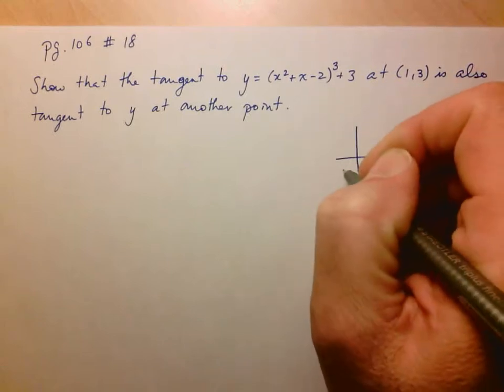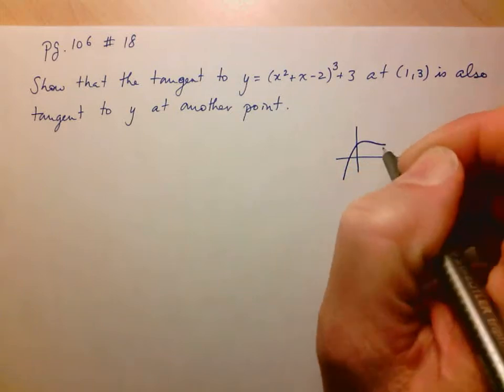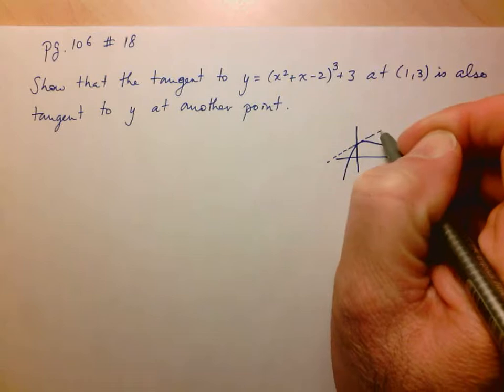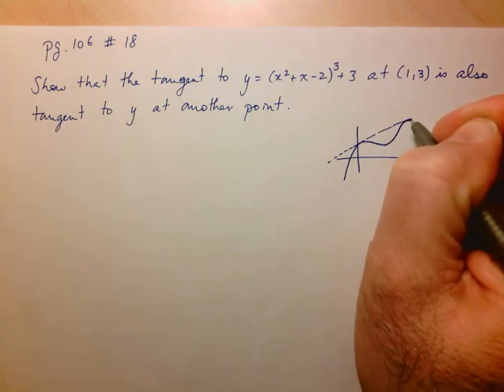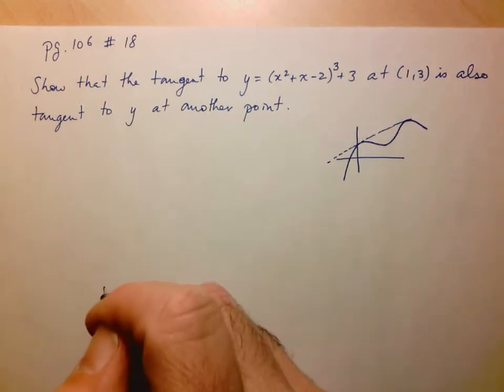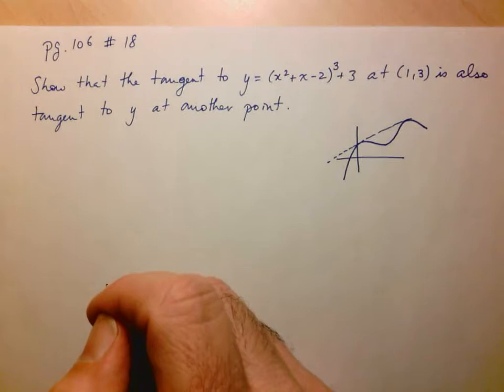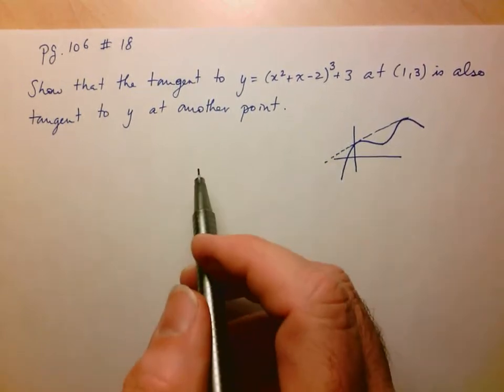Imagine I have a curve that looks like that, and say at this point I've got a tangent line. Well, this same line could be tangent to the curve somewhere else. So this is what we're trying to figure out. The first thing we should do is determine what this tangent line is.